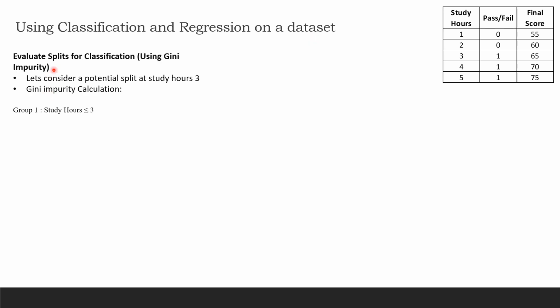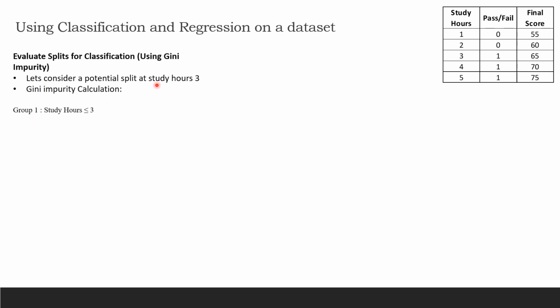For classification, we use Gini impurity. Let us consider a potential split point like we did previously, at study hours equal to 3. So now the study hours will decide either a final score or pass/fail. So this is category and this is numeric. This is the regression task, where we need to find the linkage between study hours and final score to get a prediction model, and study hours link to pass and fail prediction. That is the second part. So we have two sides to this problem.